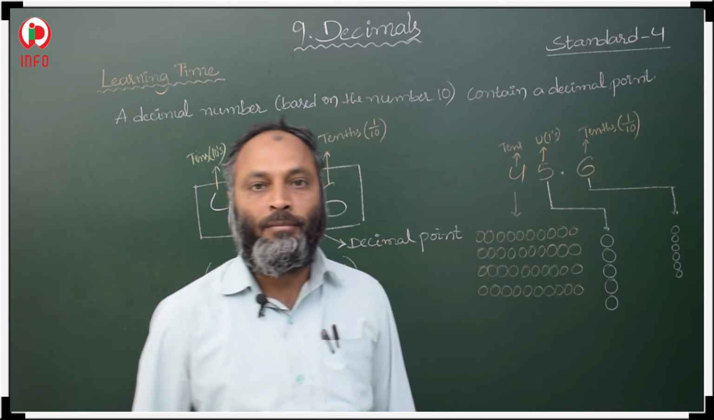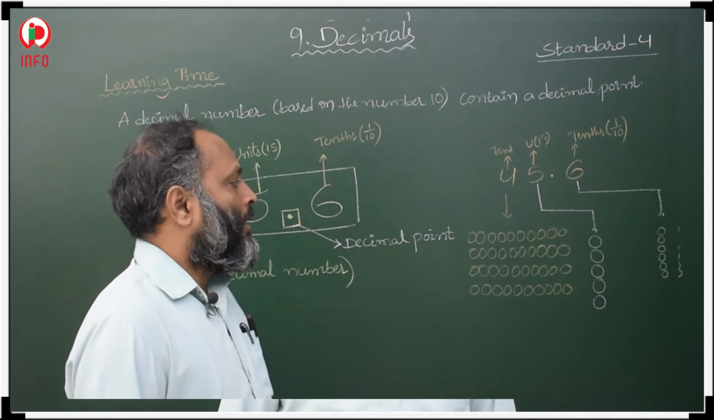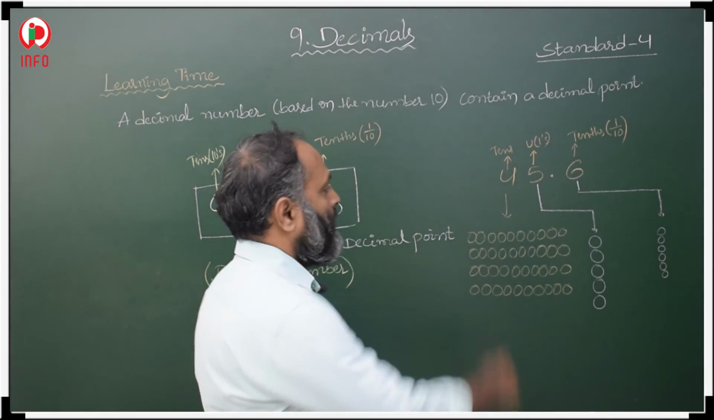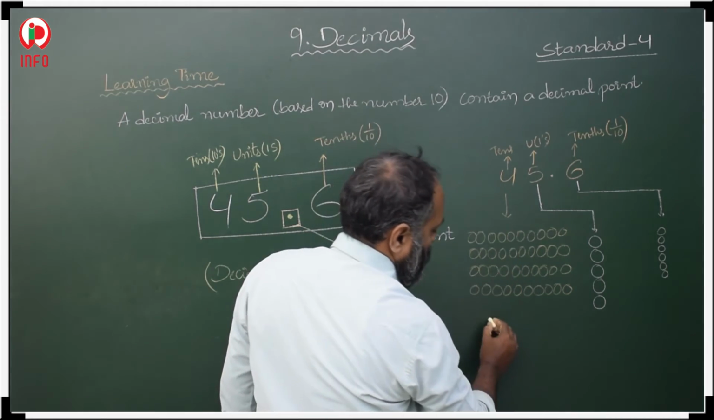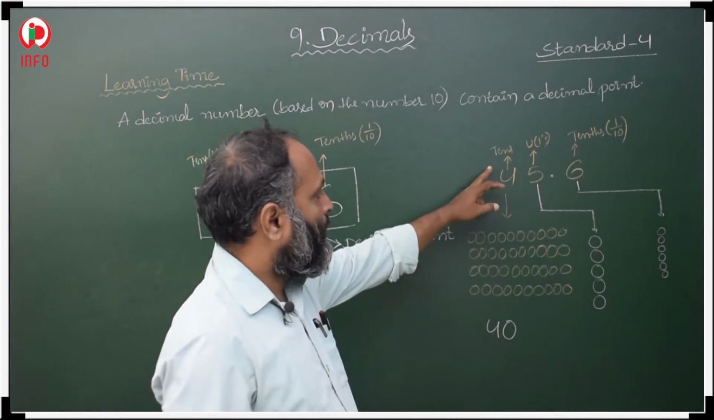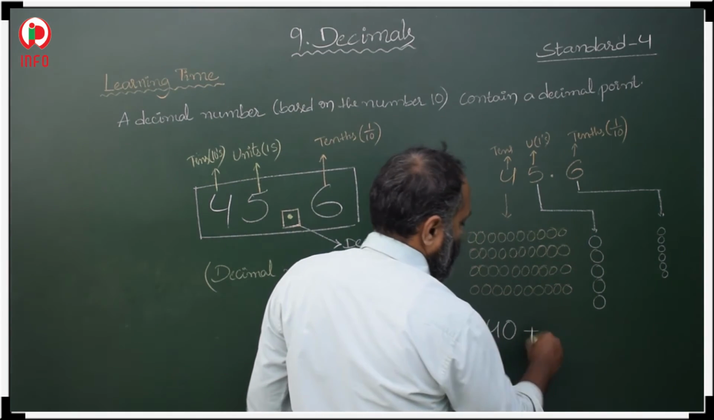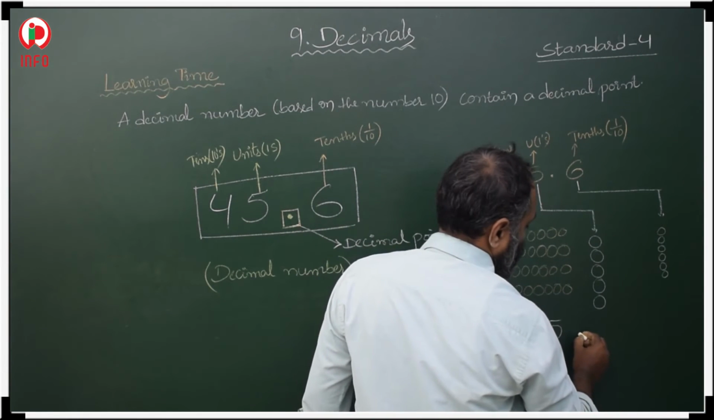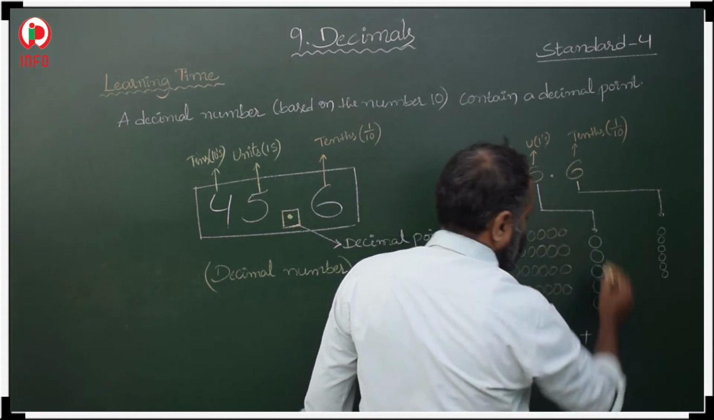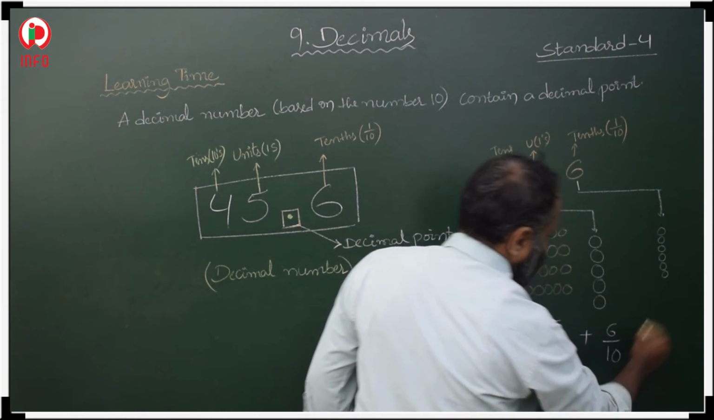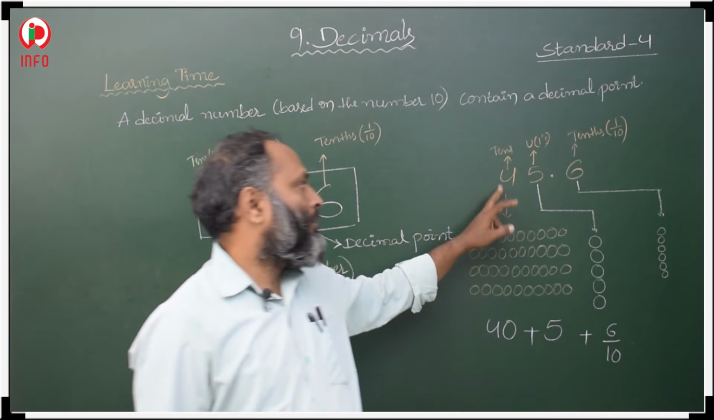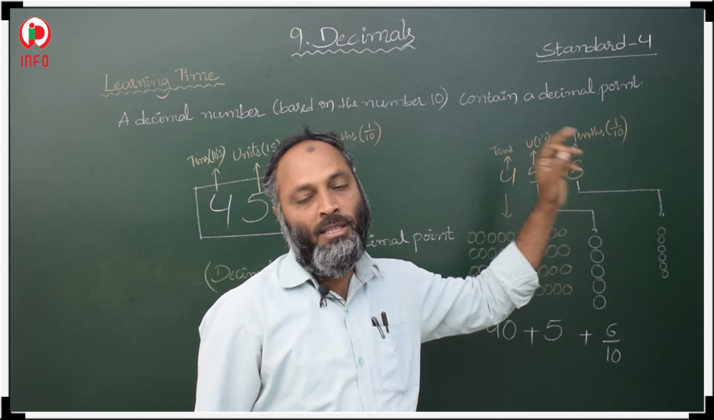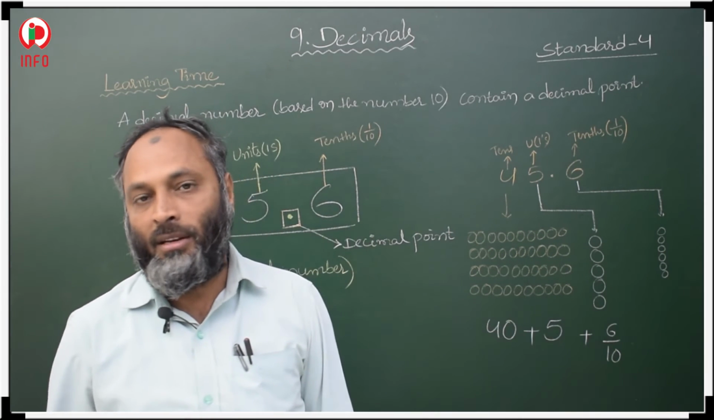45.6. Okay. So, now this is 45.6. Then how to write this in expanded form? This is 40. 4 tens means 40, plus 5 ones means 5, and after that the decimal point, 6 tenths means 6 by 10. 40, 5 ones 5, 6 tenths means 6 by 10. Okay.